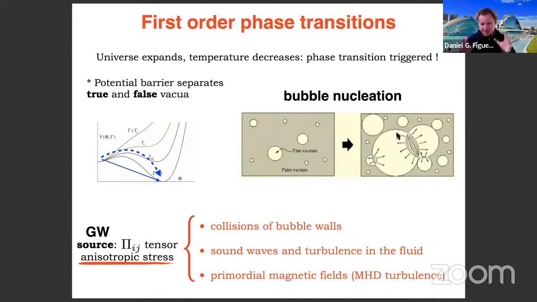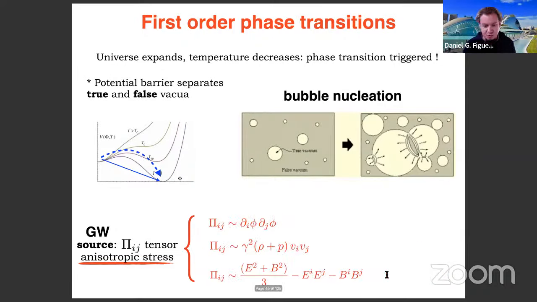After the bubbles collide, because you are going to stir up the plasma, you are going to produce waves of pressure, and these waves of pressure are going to emit gravitational waves themselves. Furthermore, if there are gauge fields in the game, again, they are going to be stimulated, and perhaps if you produce so-called magnetohydrodynamical turbulence, they can contribute further to gravitational wave production.